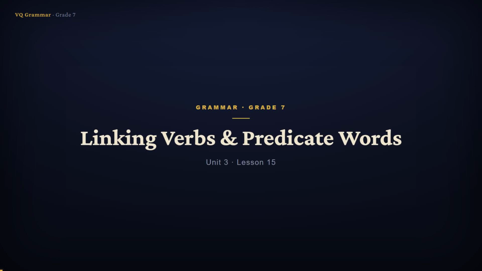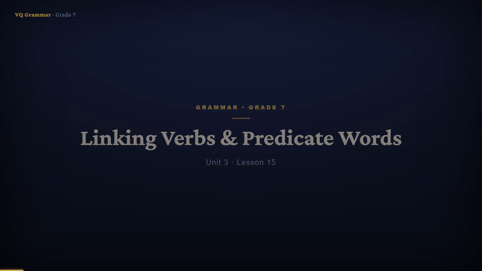This is Unit 3, Lesson 15, and today we're looking at a special kind of verb that doesn't run, jump, or shout. It doesn't show action at all. Instead, it quietly links the subject to a word that renames or describes it. These are called linking verbs, and the words they point to are called predicate nouns and predicate adjectives. By the end, you'll spot them in a heartbeat.